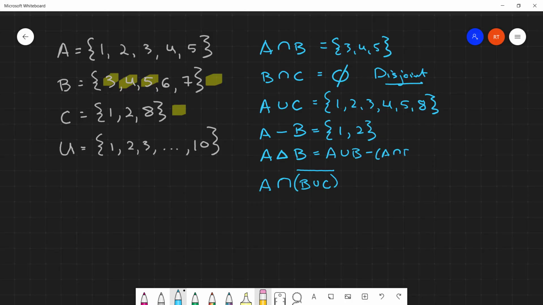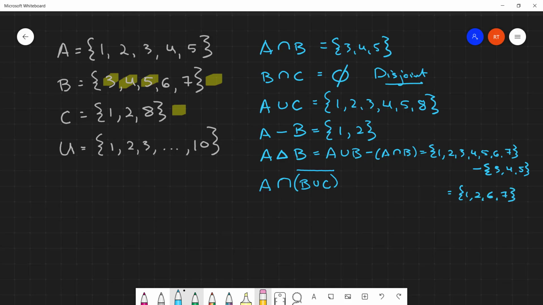A symmetric difference B is A union B, which is 1, 2, 3, 4, 5, 6, 7, minus A intersect B, which is 3, 4, 5. Filtering out those three elements leaves us with 1, 2, 6, 7.